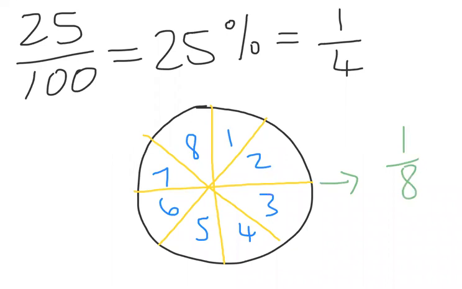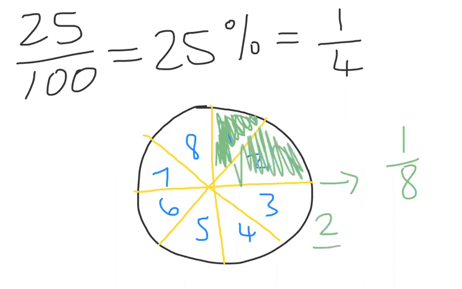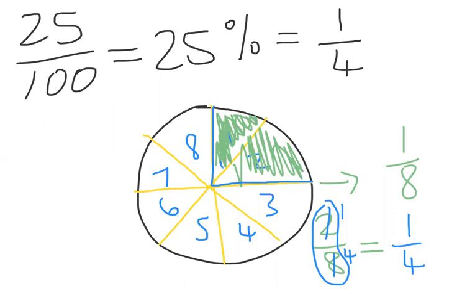If you take this slice over here, this is just one part, but there's 8 parts in total. So one part is 1 over 8. If you take 2 parts, that is 2 over 8. And if you simplify this further, you'll get 2 divided by 2 is 1, 8 divided by 2 is 4, and then you get to a quarter. So this piece over here, which is 2/8, is actually the same as a quarter.